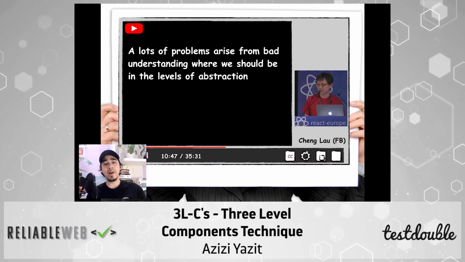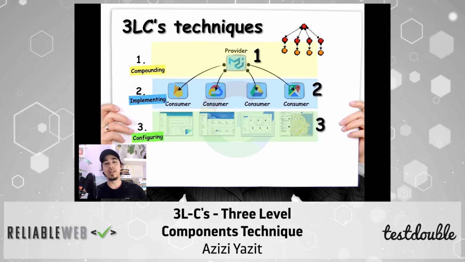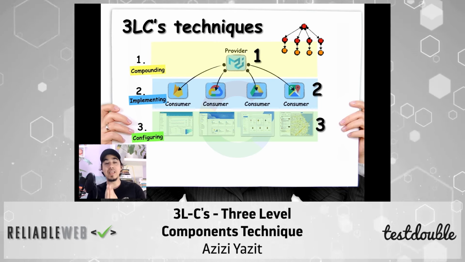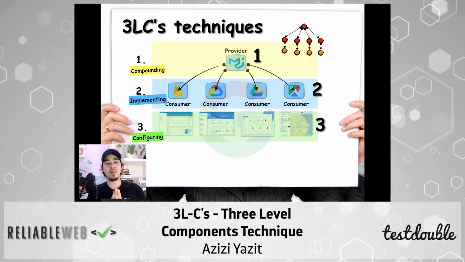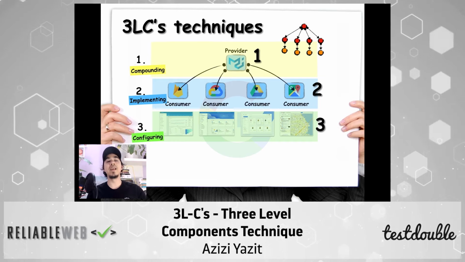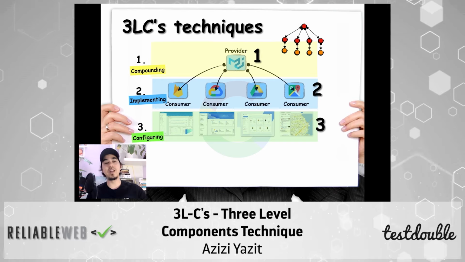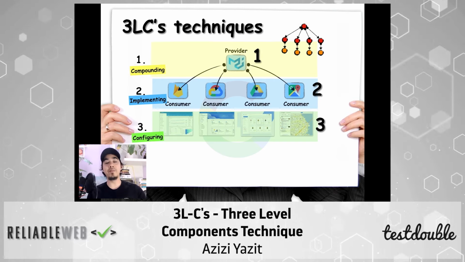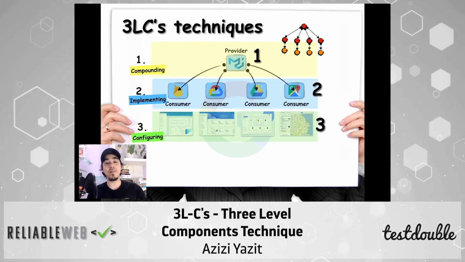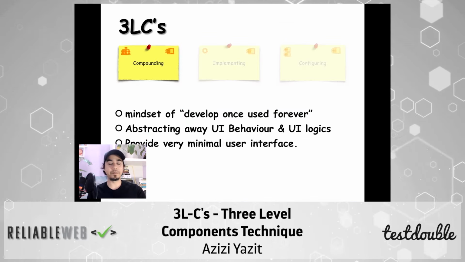A lot of problems arise from a bad understanding of where we should be in the level of abstractions. And that is where we have the 3L-C that has a technique for each level. The first level technique is called compounding, where it provides the compound component to the second level to implement. And that's why the second level is called implementing, where we implement the compound component, customize it, and provide the pre-built component with designs and styling ready to be used by the third level component, where the process to use and configure is called the configuring technique.